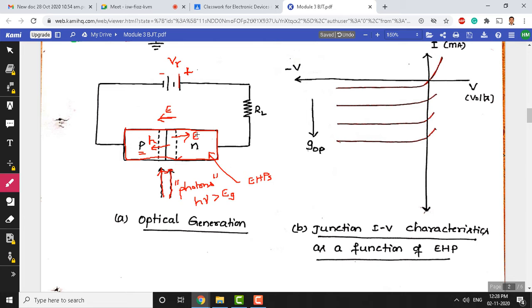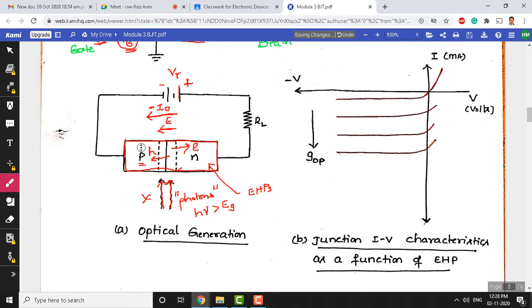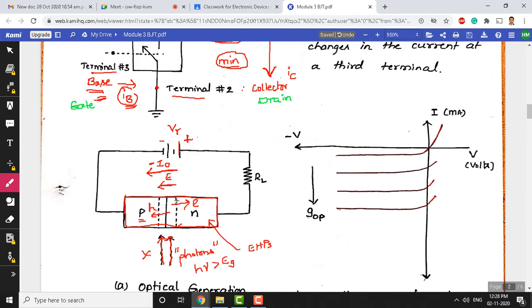So, that means this N region collects electrons, the P region collects holes, and the direction of current flow in this reverse biased PN junction is from N to P. This is the direction of current here. In the absence of light, you can see that a reverse saturation current I naught flows here, which is negative, of course. It flows from the N region to the P region, whereas when you apply the photonic energy, then an additional current, let us say IL, will result.